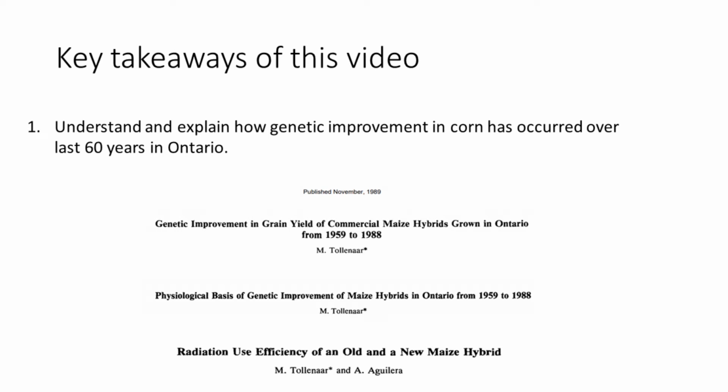So let's use the framework developed in the previous video, along with data from three published, peer-reviewed papers, to answer the question of how or why newer, modern varieties of corn are much higher yielding than older varieties of corn that were released in Ontario. In other words, why are higher yielding modern hybrids higher yielding and modern?